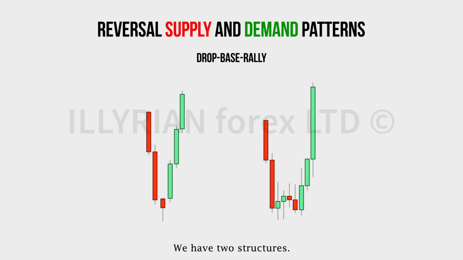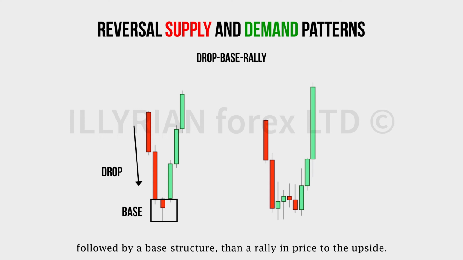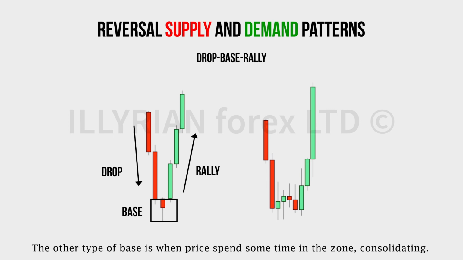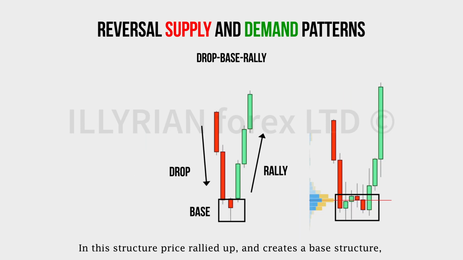Drop base rally. In this structure, price is moving in a downtrend, creating a drop in price, followed by a base structure, then a rally in price to the upside. The reversal can occur very sharply, without consolidation on the top, as in the example on the left. The other type of base is when price spends some time in the zone, consolidating. Usually the second example represents the value area from the volume profile principle.